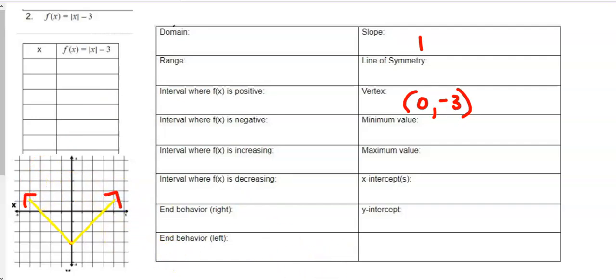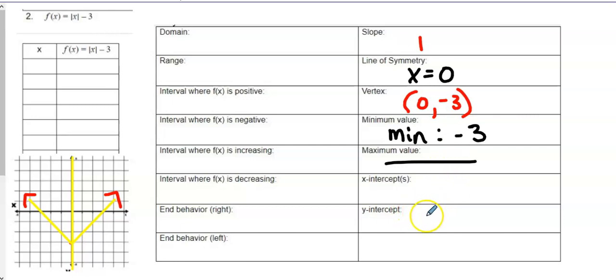The line of symmetry always matches the x value. And I don't do these all in order. I don't start here with domain. Line of symmetry is x equals 0. It has a minimum value, and the minimum value is, I'm sorry, negative 3. It doesn't have a maximum value. So what I want you to do is draw a line or put none or NA or something.